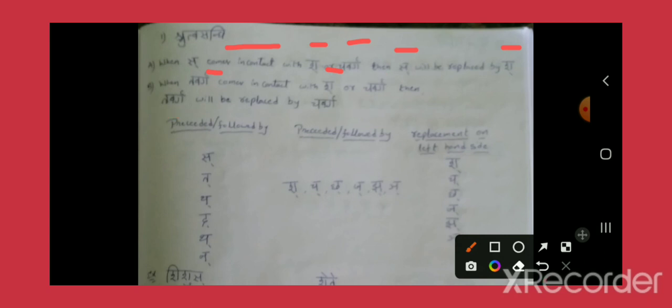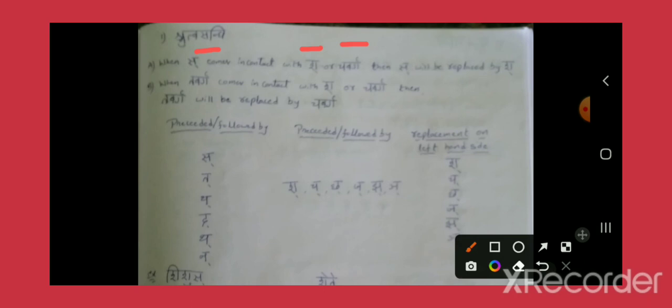I'll repeat the definition. The definition says, when sakara comes in contact with shakara or chavarga letters, then left hand side replacement will happen. Sakara will be replaced by shakara. And the second case is when tavarga letters come in contact with shakara or chavarga letters, then left hand side replacement will happen. The respective tavarga letter will be replaced by the corresponding chavarga letter. So this is the definition.